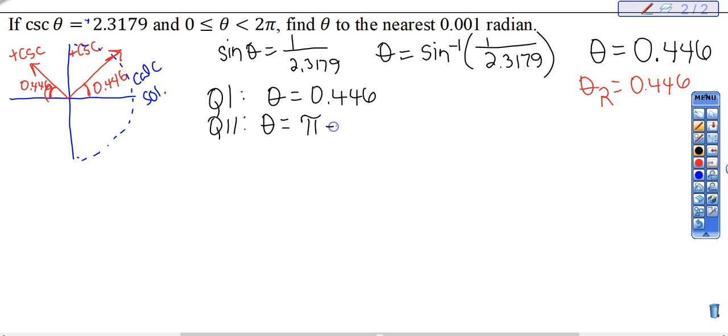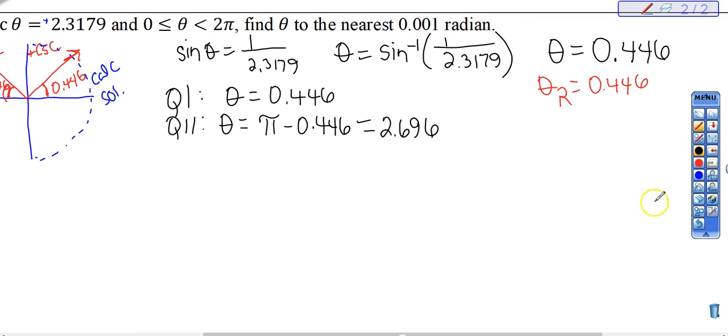Pi minus, because it's not quite a full revolution of pi, right? But it's a little bit. So here's your x-axis. The closest x-axis is pi radians, and you're going to subtract 0.446, and that will give you the measure of angle theta. 2.696. So 2.696 then, because you have to go to the nearest 1,000.